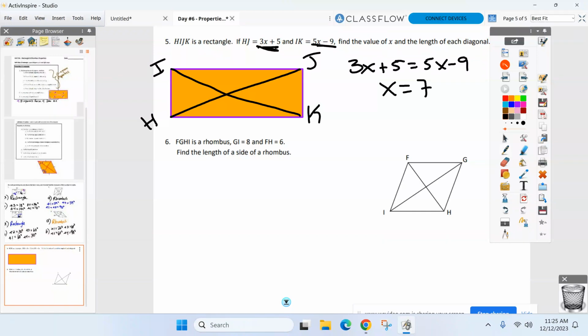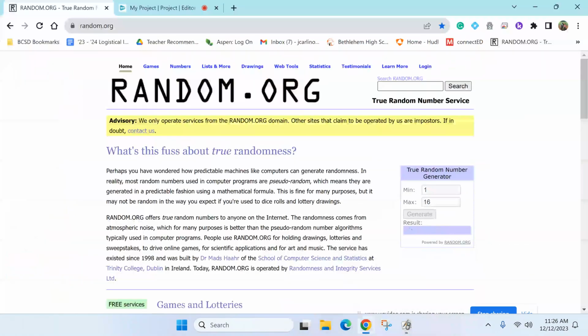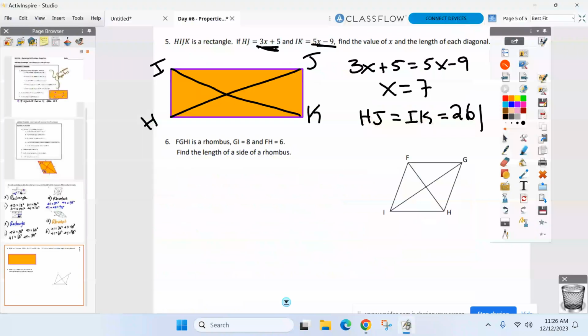Read the problem: find the length of each diagonal. So hopefully when you plugged it into HJ and into IK, they were both the same value. And when you have that value, let me know. Ian, when you're ready. 26, yep, for both. We're all good? Any issues?